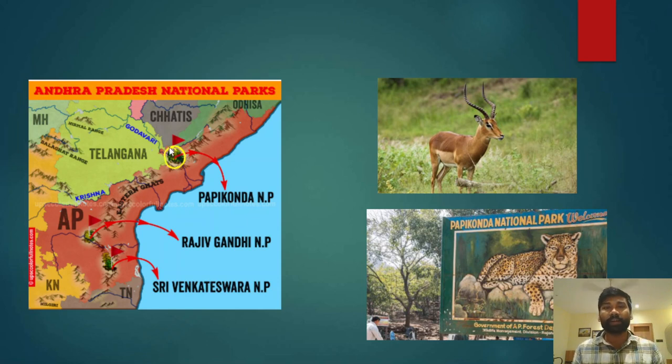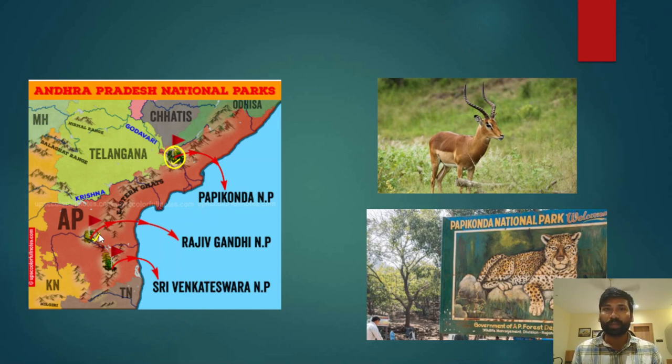Another defining feature of Papikondalu National Park is that it is located on the banks of River Godavari. Please remember, River Godavari flows from west to east and merges with the Bay of Bengal, and Papikondalu National Park is located on the banks of River Godavari. Side by side, you can also see the location of other national parks in Andhra Pradesh. They are Rajiv Gandhi National Park and Sri Venkateshwara National Park in the Eastern Ghats, or in the Nallamalla Hills of Andhra Pradesh.